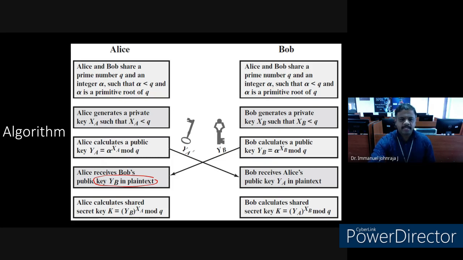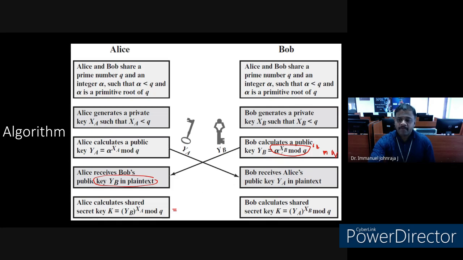I'll try whether I can explain this. Suppose you go for a calculation. What is yb power xa mod q? What is yb? Where is yb? Yb is alpha power xb mod q, and then power xa mod q. I'm sorry for the poor handwriting, but please bear with me. What have I done? Instead of yb, I have replaced it with the formula alpha power xb mod q. So I put alpha power xb mod q, power xa mod q. This is equal to k. Hope you agree with my calculation.